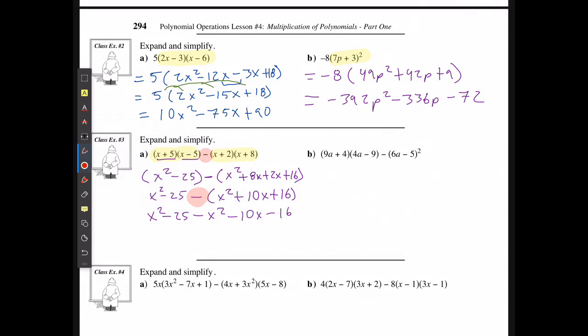When I combine the like terms, positive x squared and negative x squared will cancel each other out, and I can combine the negative 25 and the negative 16. The negative 10x does not have a like term. So my final result is going to be negative 10x minus 41.